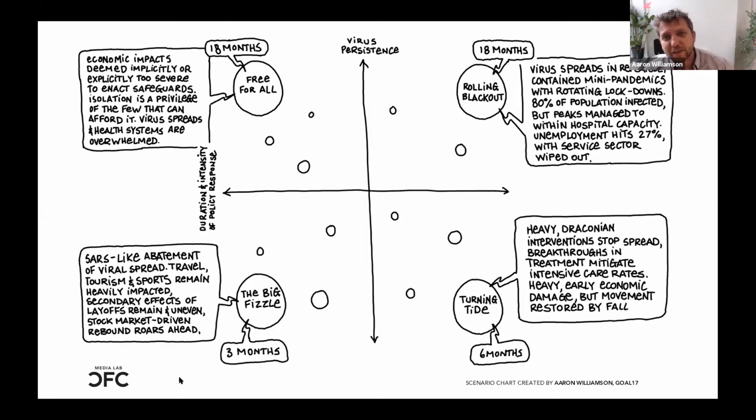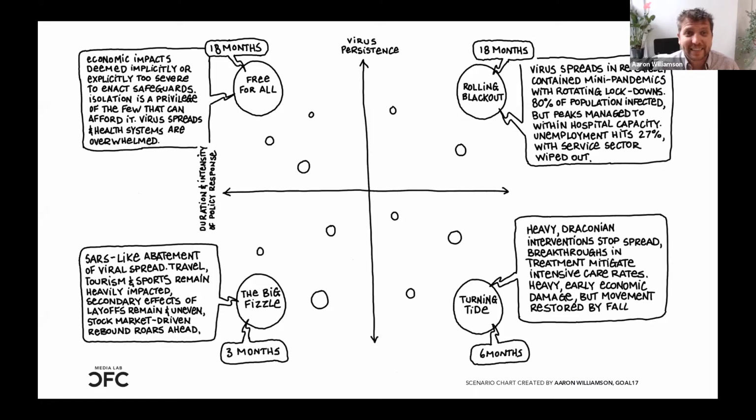So I'll say on the right side of the graph, where we have, let's say, low persistence of the virus, but a very intense policy response, we have a scenario we called turning tide. And this is a scenario in which really heavy early intervention, as we're seeing in a lot of countries, manages the spread of the virus. And also there could be some breakthroughs in treatment and the ways that we're managing the virus, that potentially this turns it around pretty quickly.